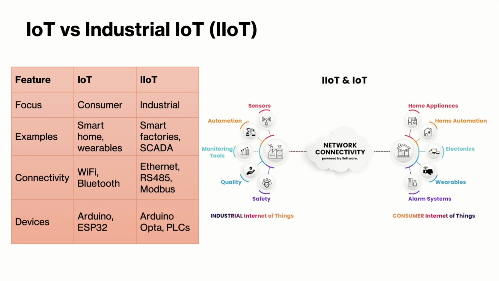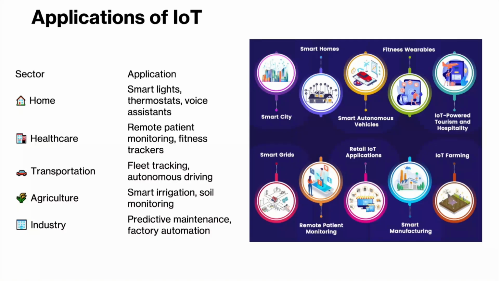For example, instead of just monitoring your home's temperature, IIoT might monitor hundreds of machines in a factory, predict failures before they happen, and automatically adjust processes to maintain quality. So IIoT is basically IoT but made more robust, secure, and powerful for industry use. Applications of IoT. IoT is everywhere today.